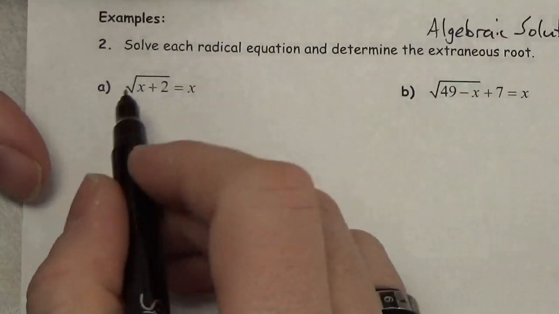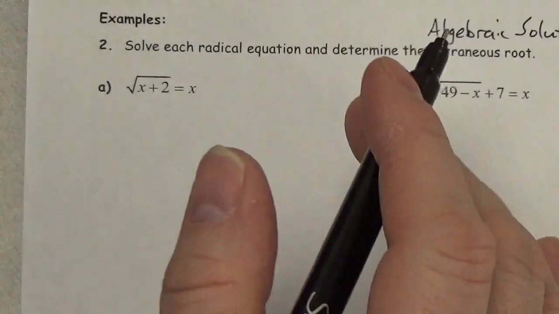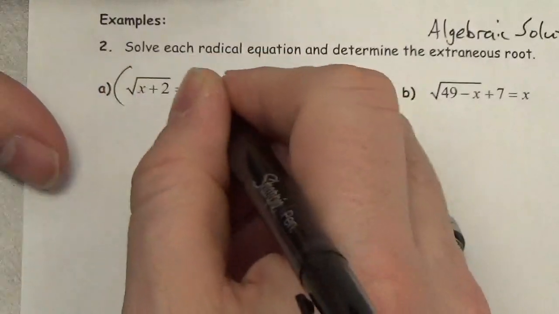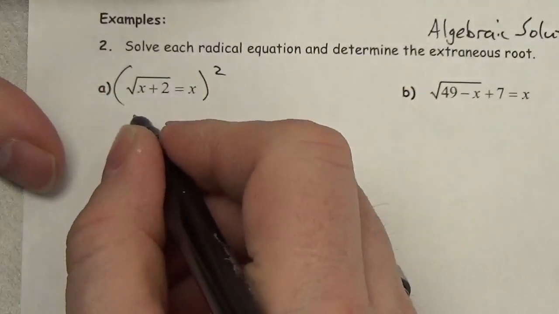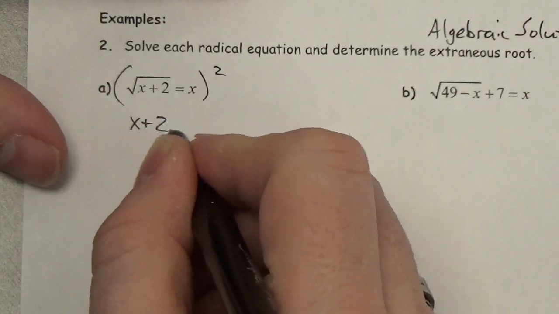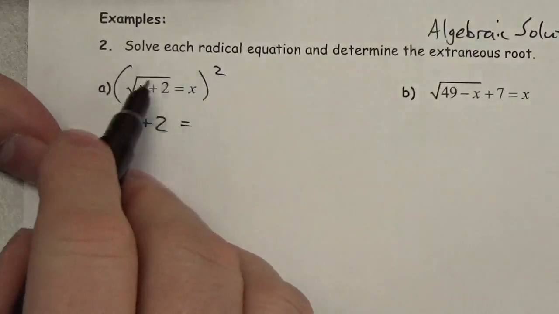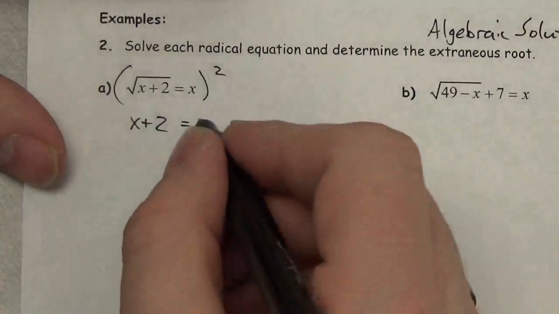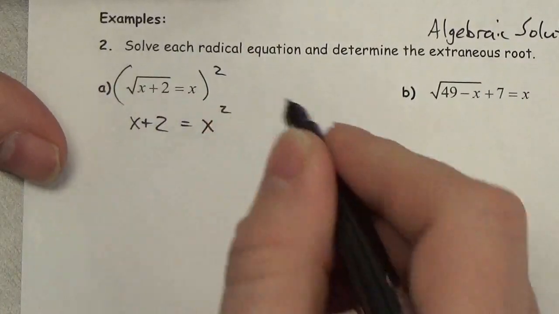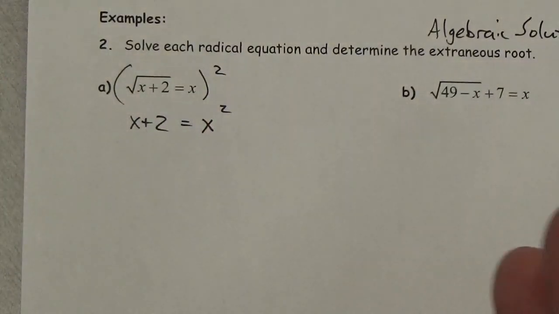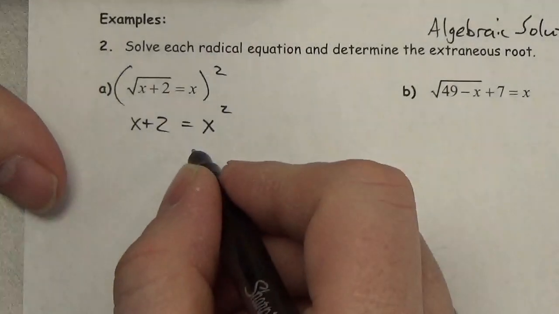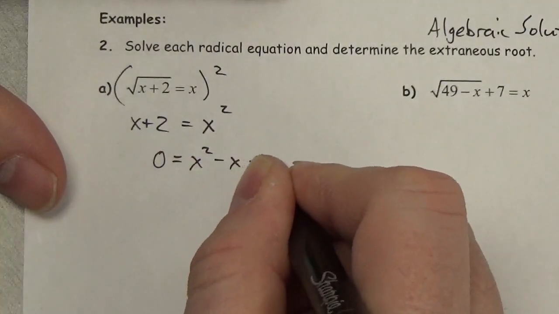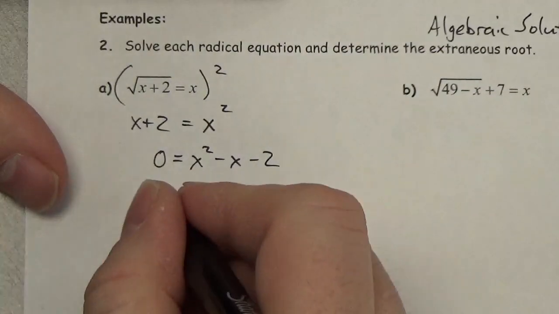Okay, so my first one here is the square root of x plus 2 equals x. Now, I want to isolate the radical. It's already isolated. So now what I'm going to do is square both sides, and that's going to get me x plus 2 on the left-hand side because the square will cancel with the radical. I'm squaring a square root. But on the right-hand side, I'm going to be left with x squared. Well, now this is a quadratic. Remember that to solve a quadratic, I've got to bring everything over to one side, and then I'm going to factor.